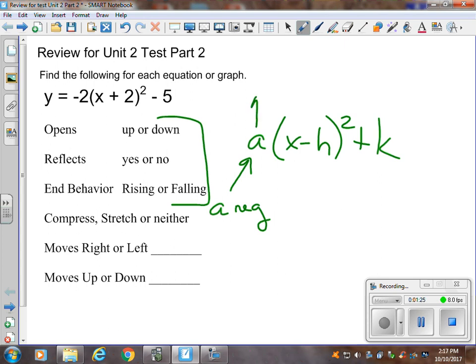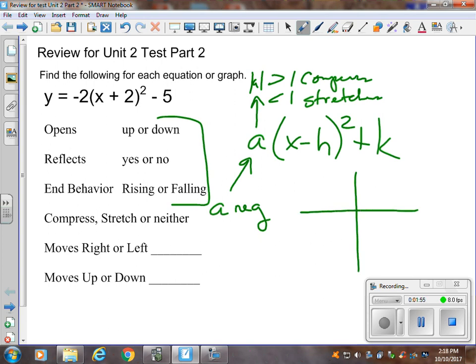Then this A also has the greater than 1 and less than 1 concept, and that's the absolute value of that, by the way, not A by itself, but take the negative off and make it positive. And that's what helps me to tell the compressed, stretch, or neither, because we know it does what if it's greater than 1? Compresses. All right. And so that means this one stretches.